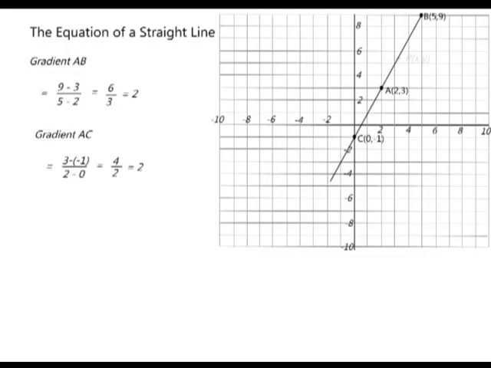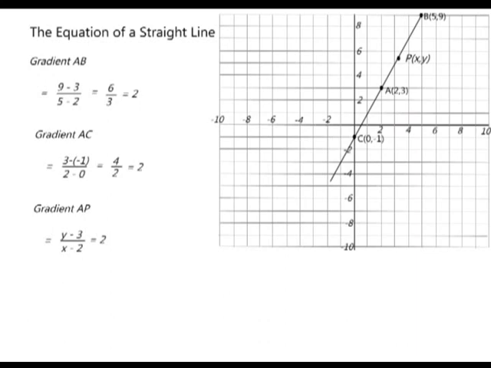Now consider a point P whose coordinates are x, y on the line AB. The gradient of AP is the same as the gradient of AB because a straight line has a constant gradient. And therefore, change in y over change in x should give us the same answer, 2. Let us work that out using x, y. Y minus 3 over x minus 2 should give us 2.